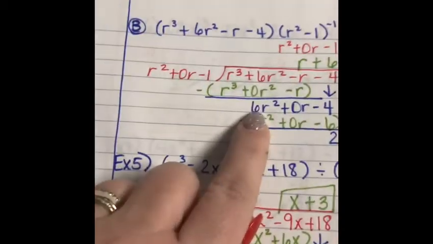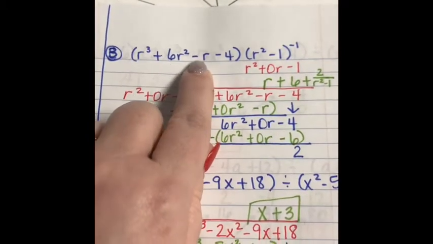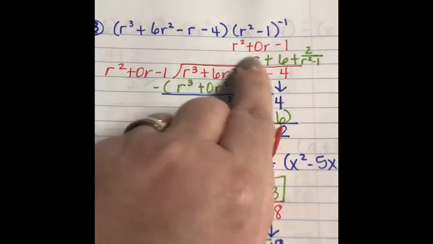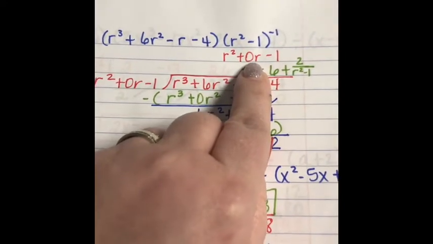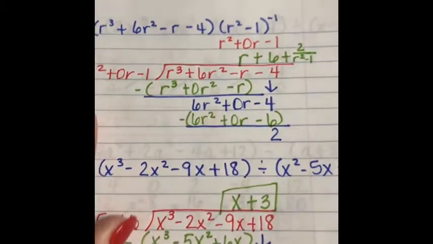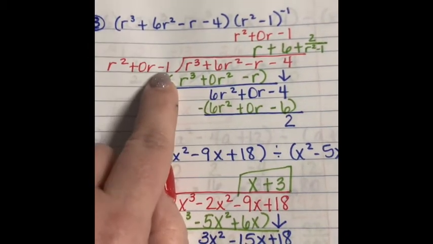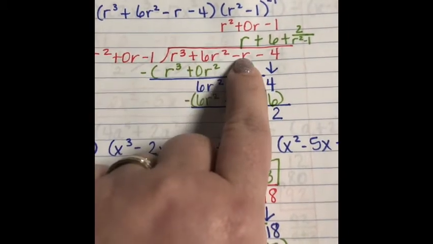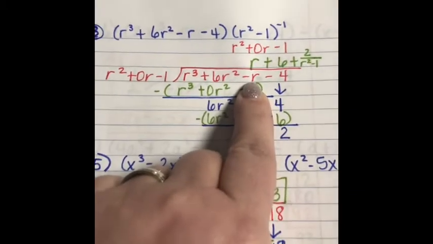For this example problem, I want to point out that while I have r cubed, r squared, r, and no r here, I don't have that same flow going on here. So I skip from r squared to no r. Therefore, I'm going to have to use this 0r term to hold that position. So looking here, I'm going to be dividing by a 3-term trinomial, which means I'm going to be dividing into the first 3 terms. So my first piece will go above the 3rd term.